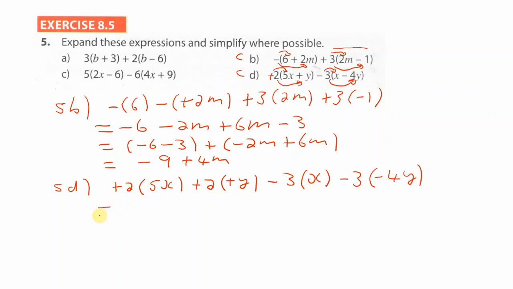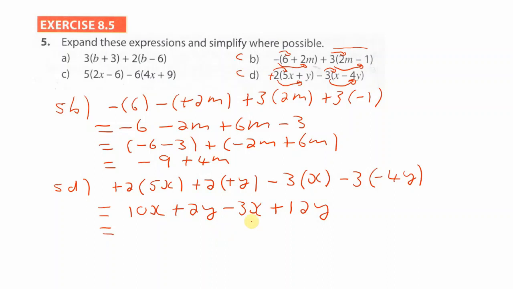And now we can simplify. Positive times a positive is a positive, invisible. 2 times 5 is 10. 10 times x is 10x. Positive times a positive is a positive. 2 times y is 2y. Negative 3x. Negative times a negative is a positive. 3 times 4 is 12 times y.